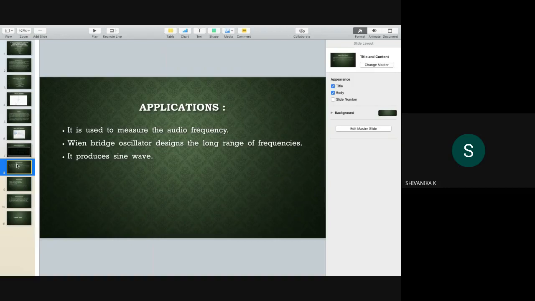Application: It is used to measure the audio frequency. Wien Bridge oscillator designs cover a long range of frequency. It produces sine wave.